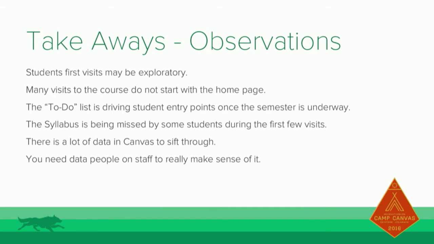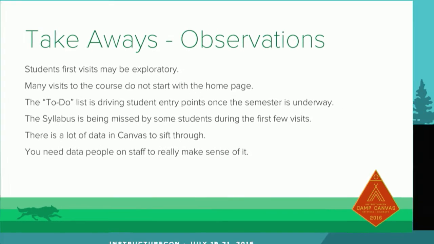Now, in the stats course, the syllabus wasn't on the homepage, it was over in the left-hand navigation, and I noticed a lot of students did not hit the syllabus. In my own course, looking at the data for spring semester, guess what I found? The syllabus was still named Syllabus Fall 2015. Oops. So if you're open with the data, right, you'll learn something. Many visits with the course do not start at the homepage, you see that, right?